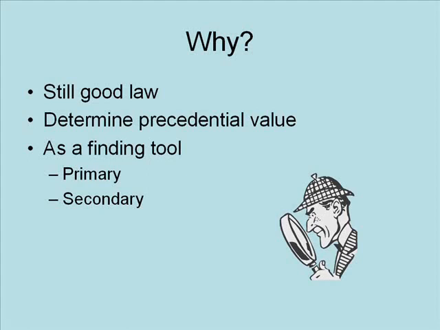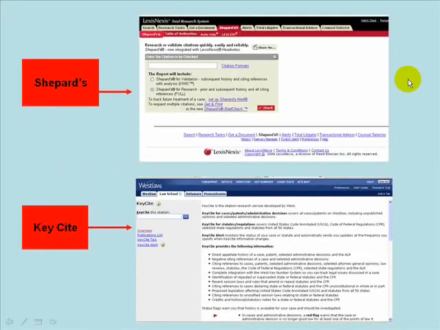And then finally, you can use a citator as a finding tool. You can use these lists of citations to your authority to find other cases that might be on point, as well as maybe to access secondary legal sources that would further broaden your research. So we'll start out with LexisNexis' Shepard's.